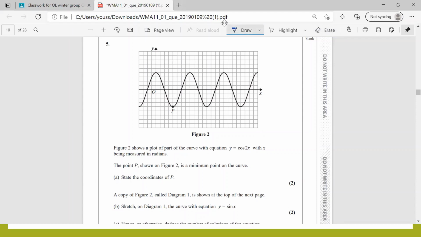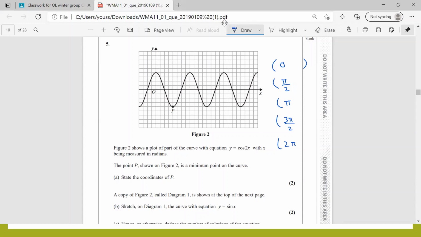But let's try to compare between the cosine x and the cosine 2x. The cosine x, the original, if we have the angle 0, then we have the angle pi over 2, because of the radian measure, we have pi, we have 3 pi over 2, we have 2 pi.